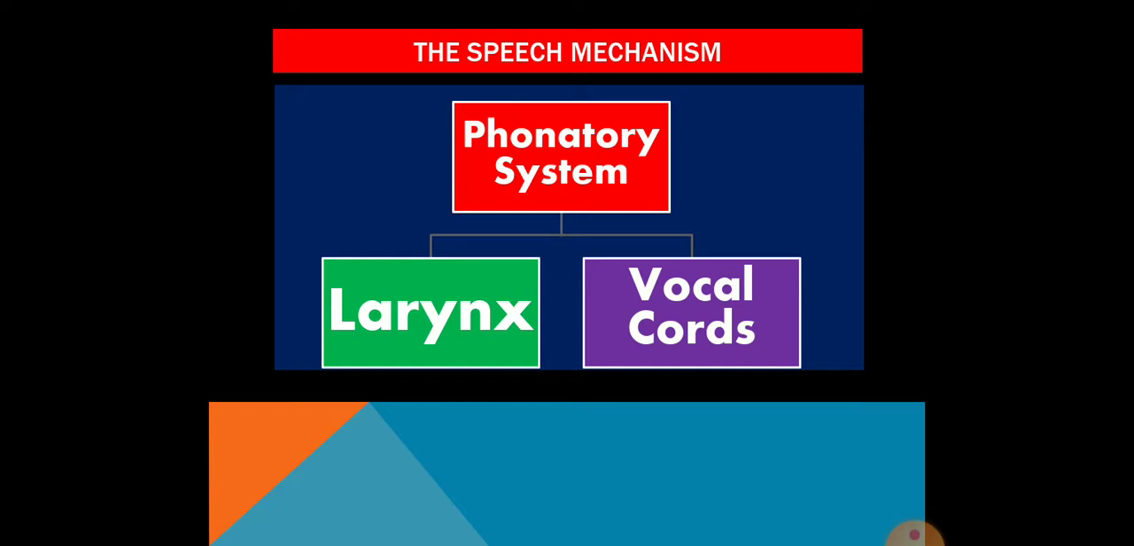Then you come to the second organ, that is the vocal cords. Vocal cords, the lip-like organ placed horizontally inside the larynx.